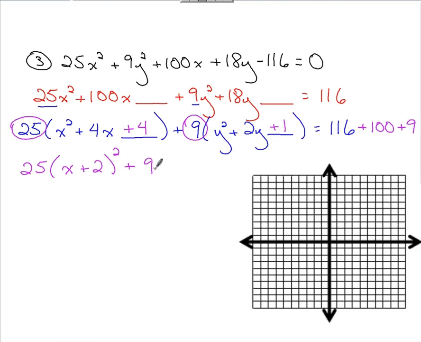Plus, got 9 in front of this perfect square, which is y plus 1. That's what y squared plus 2y plus 1 factors down to. We add our 116, our 100, our 9. Let's see, that gives us 225.